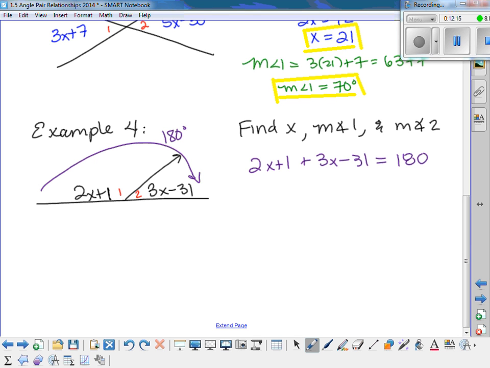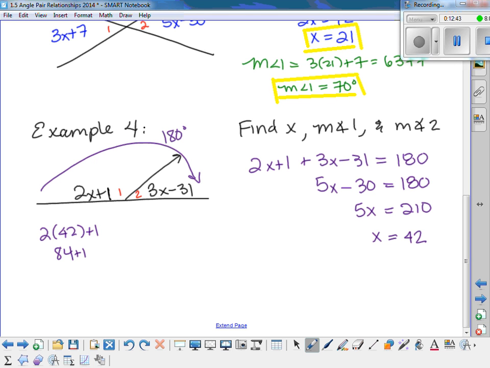So if I combine like terms, I have 5x minus 30 is equal to 180. Adding 30 to both sides, 5x equals 210. And then dividing by 5, I get x is equal to 42. So now I can go back and plug it in. 2 times 42 plus 1, 84 plus 1. So I get that angle 1 is 85 degrees. So obviously my picture was not drawn to scale.